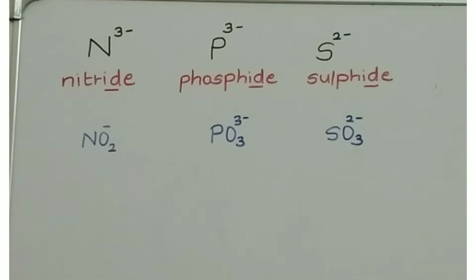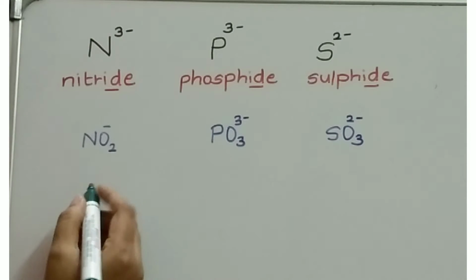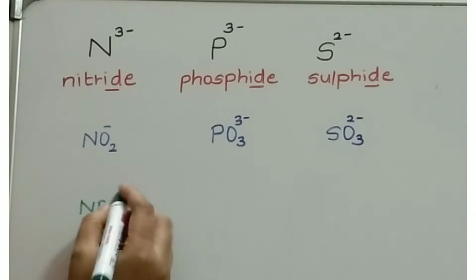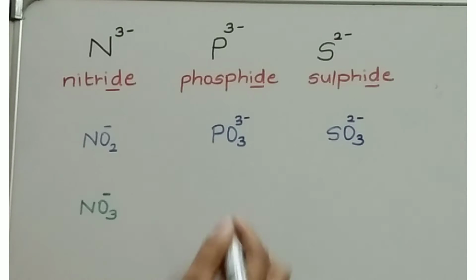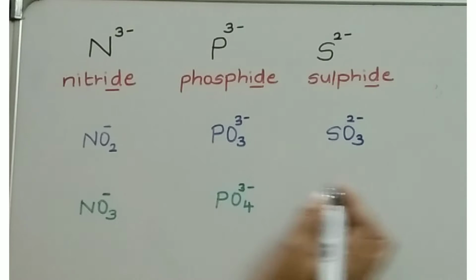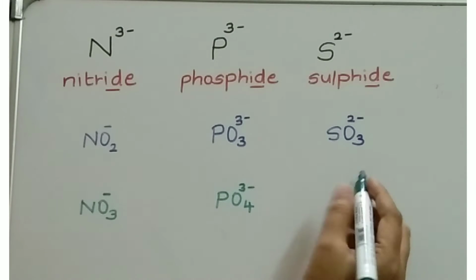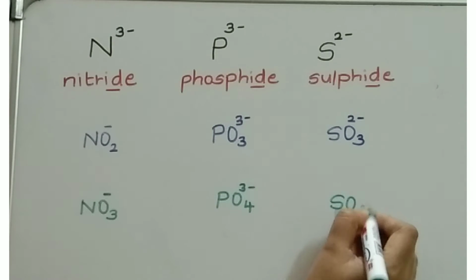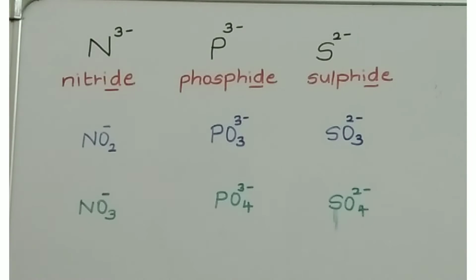So now check the next one. NO2 minus, PO3 3 minus, SO3 2 minus, correct. One more I will write here, that is NO3 minus, PO4 3 minus and SO4 2 minus. Correct. Now let us write the name of these ions.